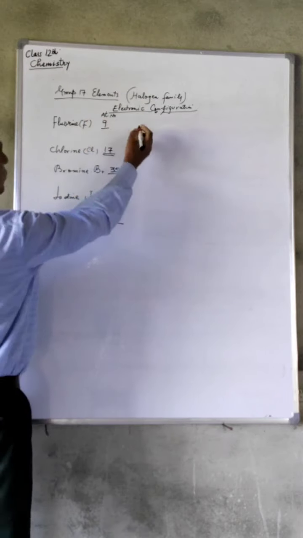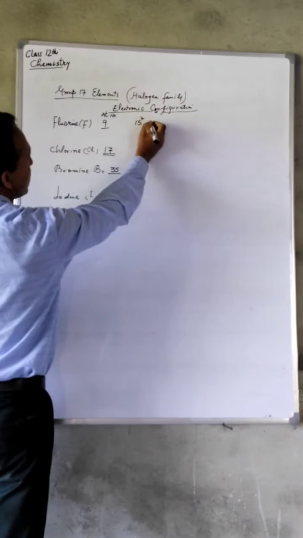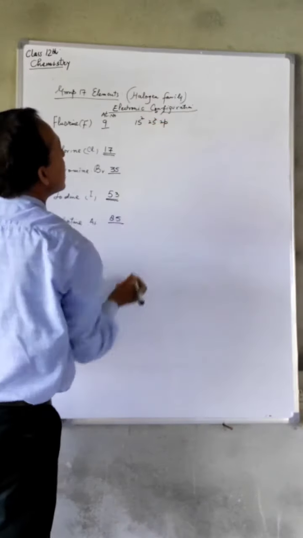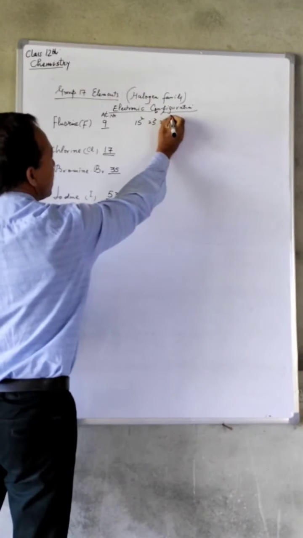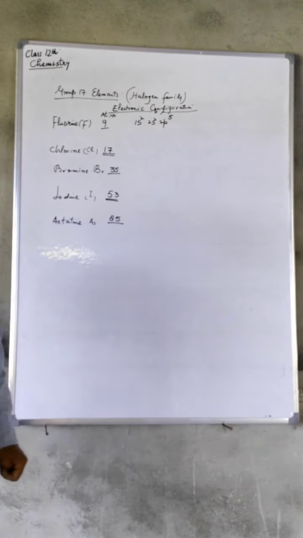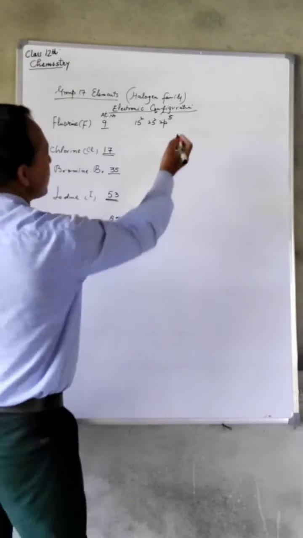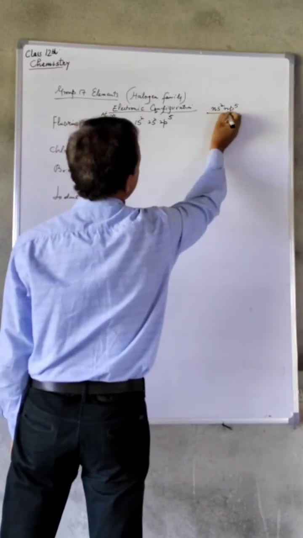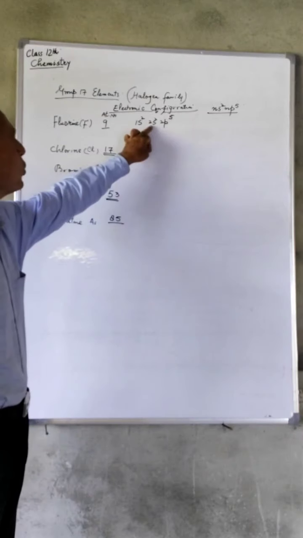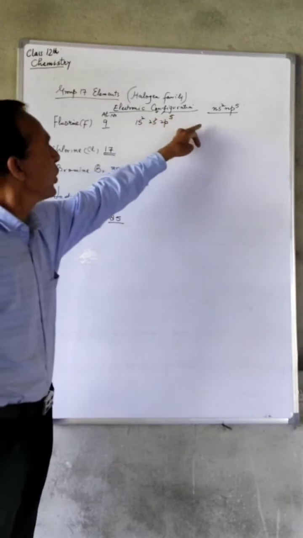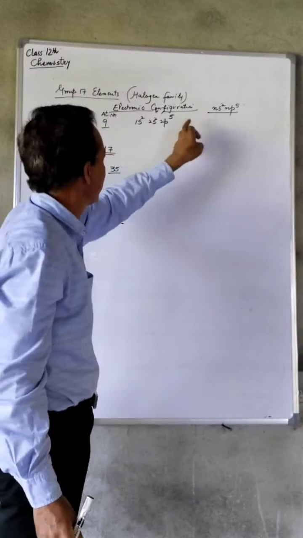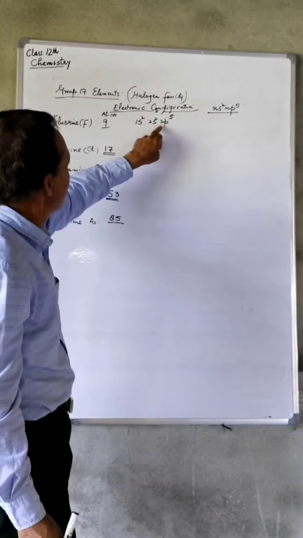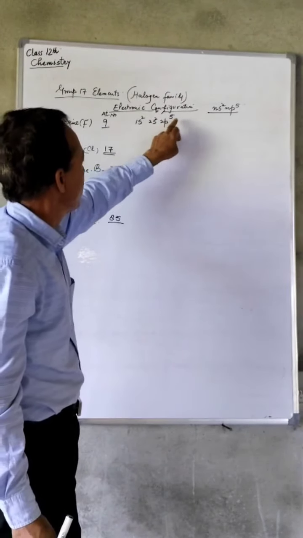The electronic configuration of fluorine is 1s2, 2s2, 2p5. So the outer shell electronic configuration of these halogens is ns2 np5. Here in the case of fluorine we have 2s2 2p5, where n means the second shell. In the second shell, in the s orbital we have 2 electrons, and in the p subshell we have 5 electrons.